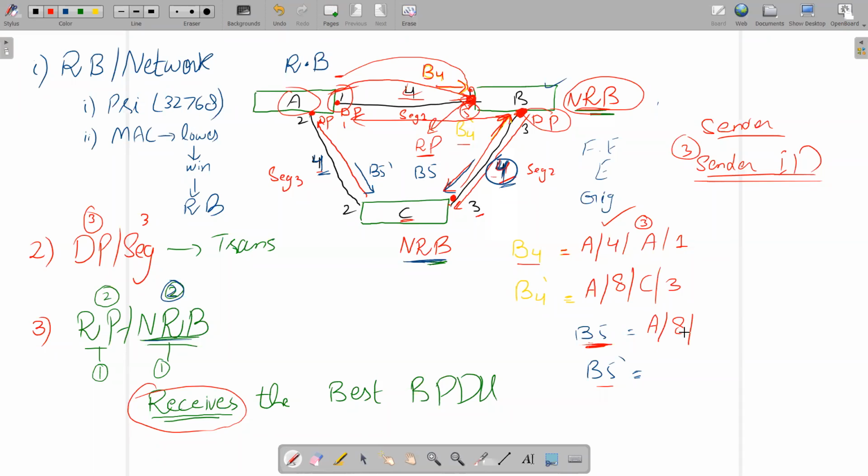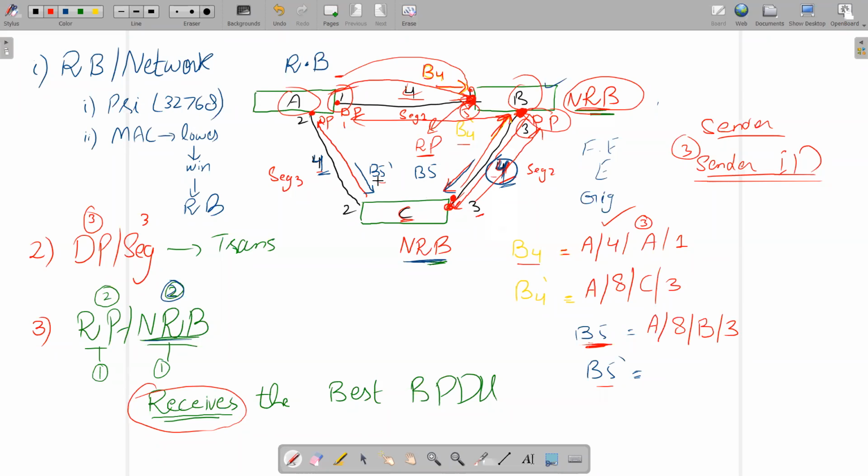Brother, sender ID. Why are you people writing C? If I'm receiving this BPDU over here, I need to mention my sender. So who is the sender of this BPDU? This is B. And he's sending this BPDU from which port? From port number 3. That's it. So we don't mention the receiver, just the sender. We want to talk about the sender. Okay. All right. I see.